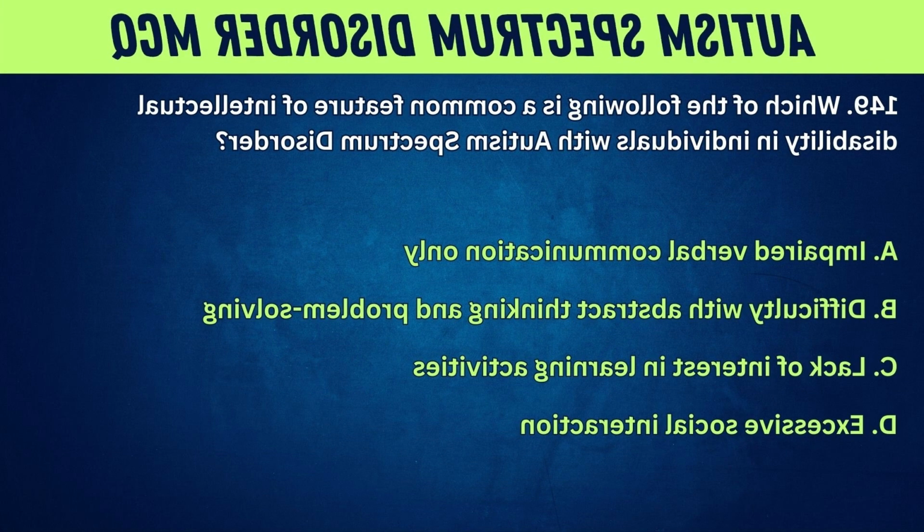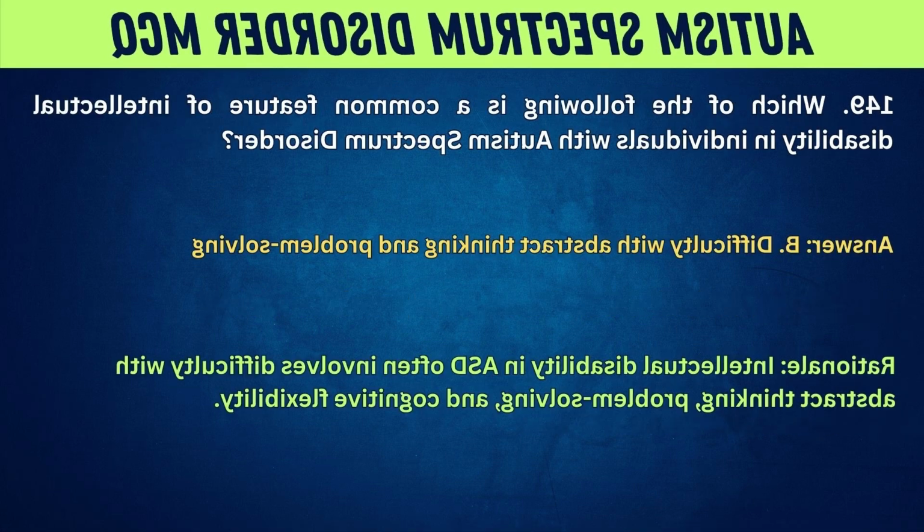149. Which of the following is a common feature of intellectual disability in individuals with autism spectrum disorder? A. Impaired verbal communication only. B. Difficulty with abstract thinking and problem-solving. C. Lack of interest in learning activities. D. Excessive social interaction. Answer: B. Difficulty with abstract thinking and problem-solving. Rationale: Intellectual disability in ASD often involves difficulty with abstract thinking, problem-solving, and cognitive flexibility.